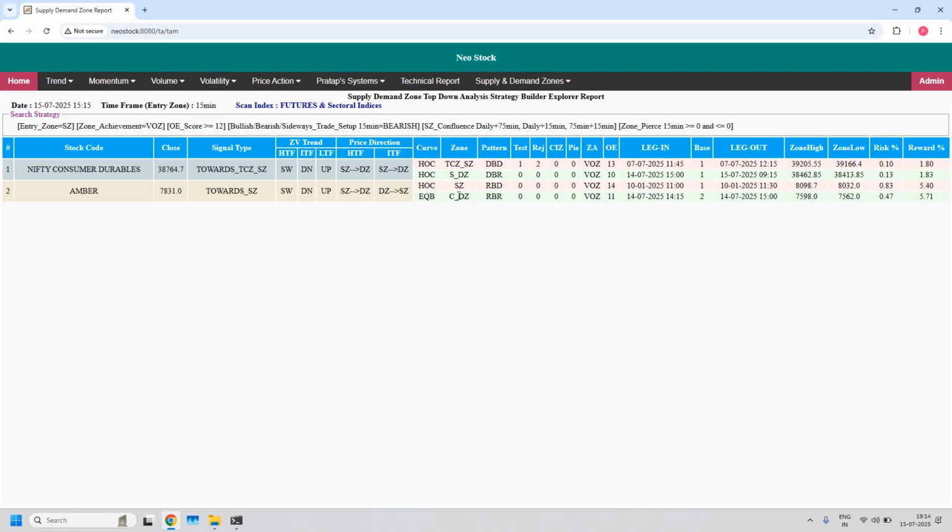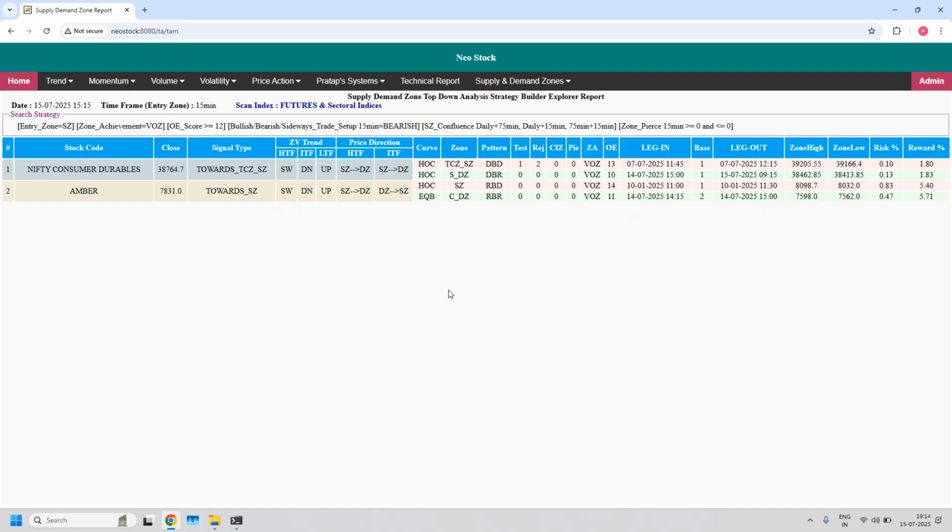In both these stocks, these 15-minute supply zones are overlapped with 75-minute supply zone. Both together again overlapped with daily supply zone. But daily trend is sideways in both. So sideways trade setup, EMA confluence does not make any sense on the daily time frame. So this is about bearish trade setup for daily income trade.